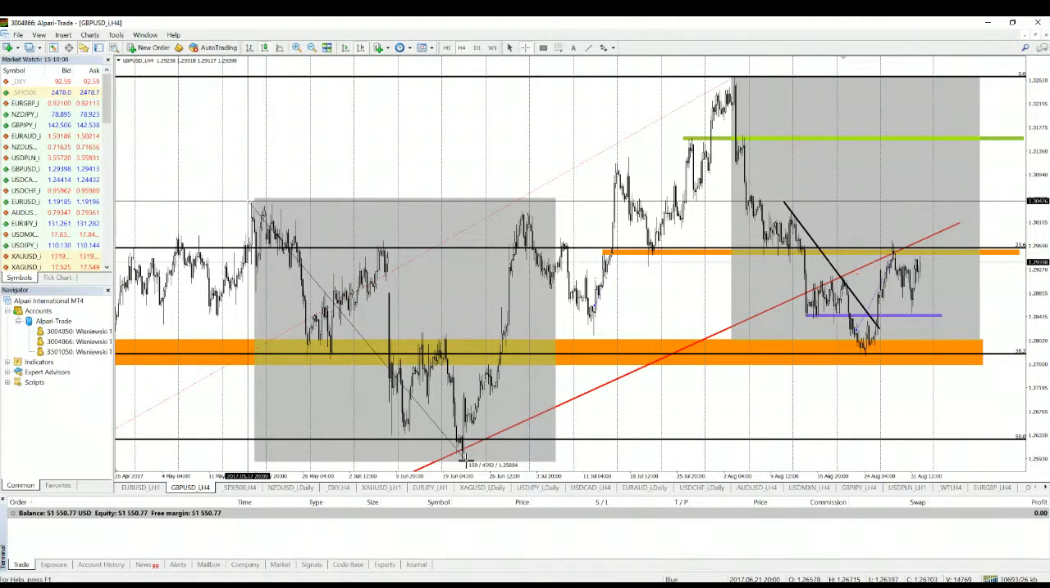This correction was 460 pips, and this correction is 490. So 30 pips difference, which in that length is nothing. So it's always more or less the same length. You should give it space. Here, do not place a stop loss which is too tight, because it makes no sense. You always need to give the price some space.